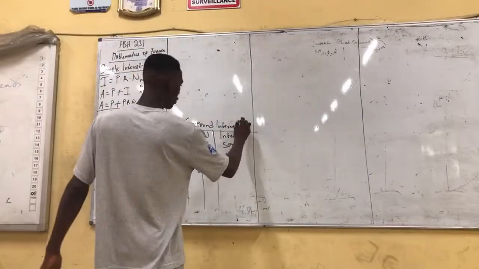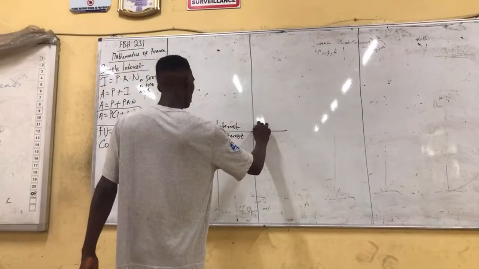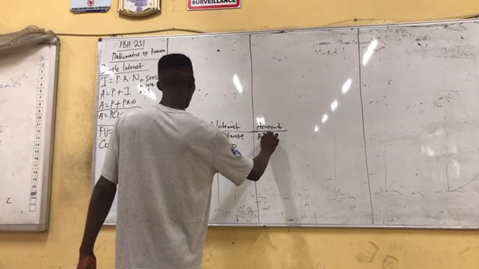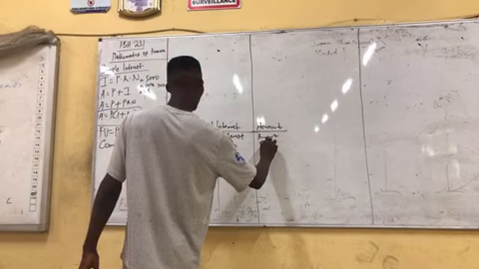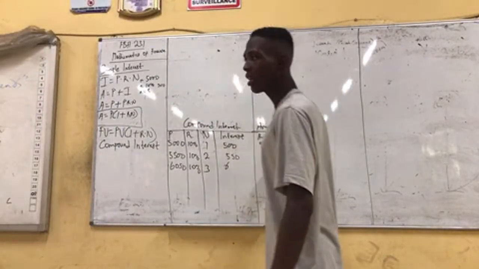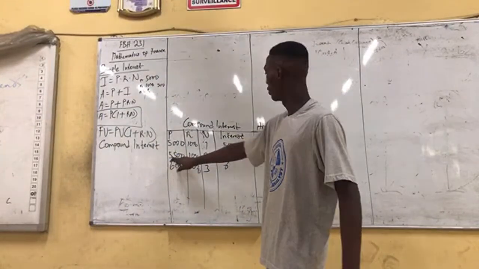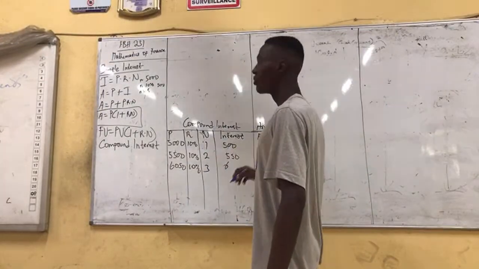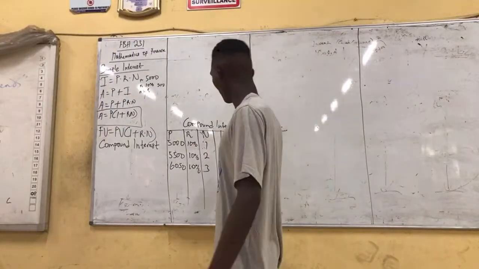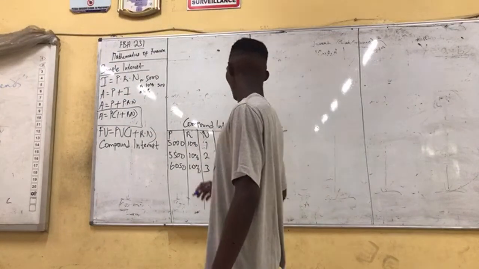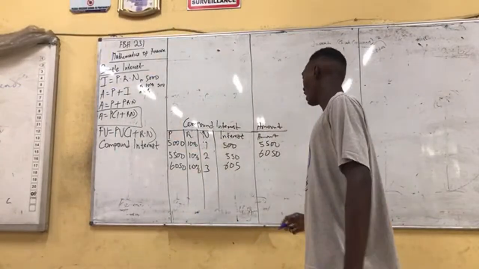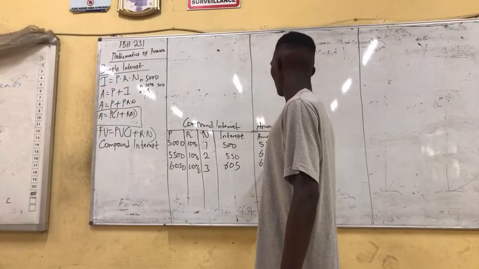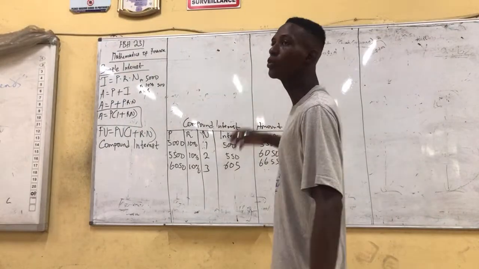This interest. Then I could just open another column for the amount. Let me call it amount. This is 5,000. So for year 2, you look for the interest and you add it to give us 6,000. 15 naira, you take it to that part, give us 600. And that will give us 6,655. And it keeps going like that.